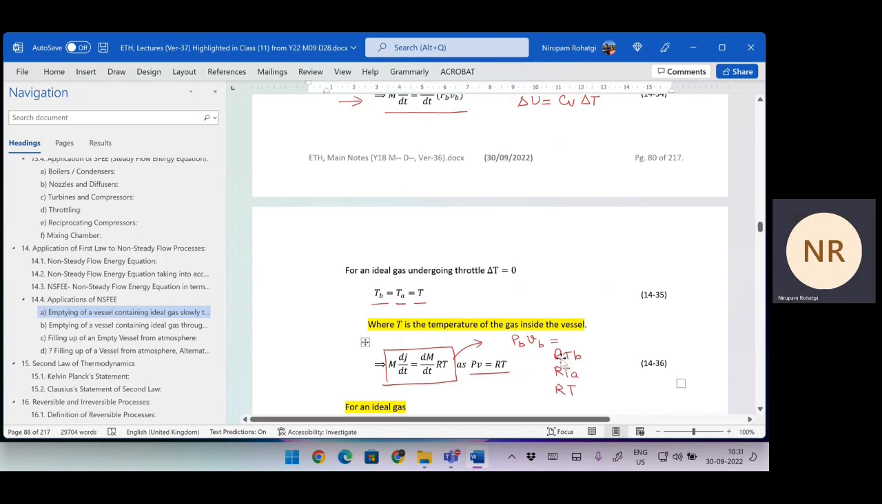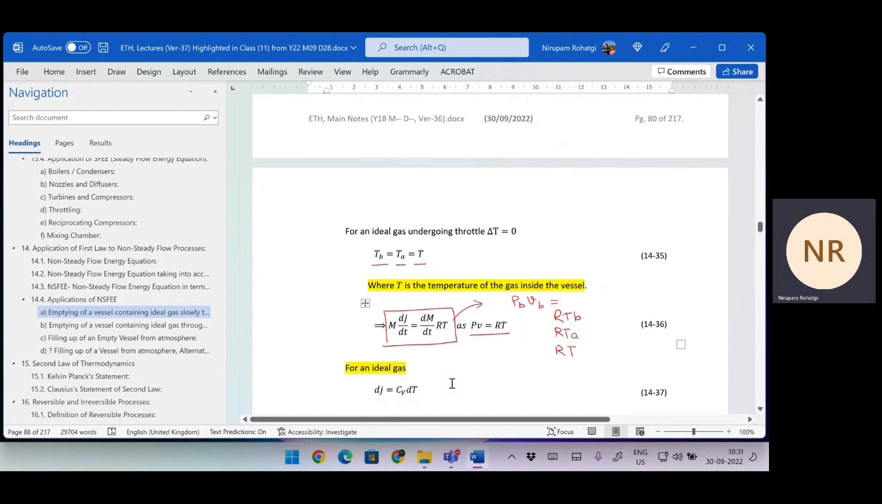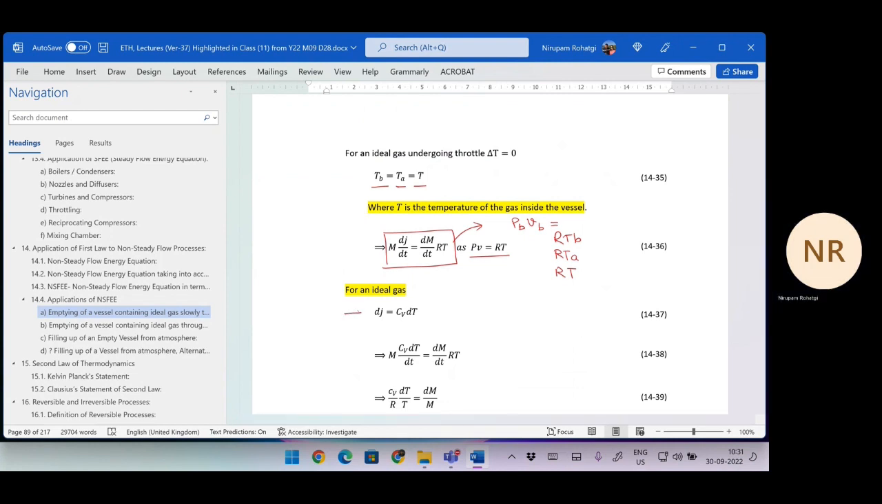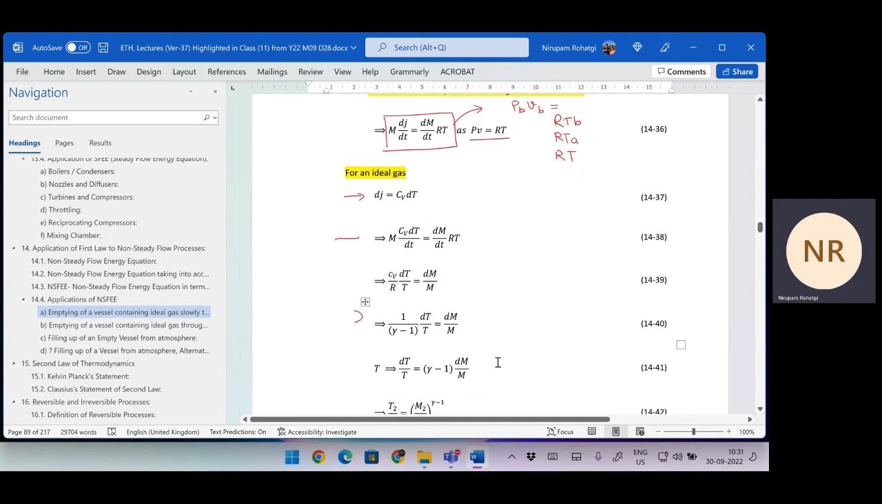Okay, so we'll write it like this. One second, let me finish. Now dU for an ideal gas can be written as Cv dT. It's all simple mathematics and assumptions. Mathematics is not difficult. Keep the assumptions in your mind, and then you get this equation, m Cv dT, and when you finally solve this equation, you will get this.